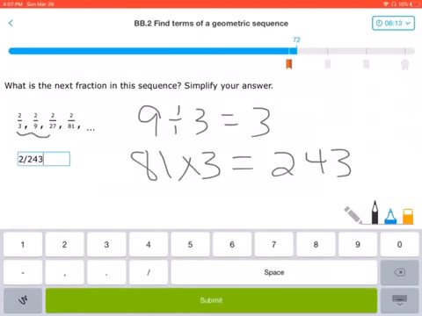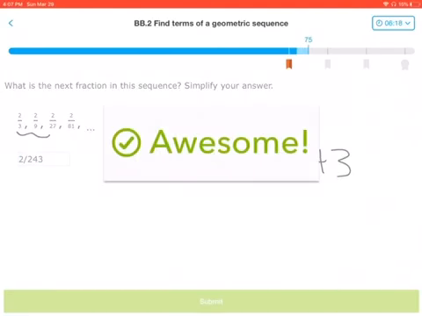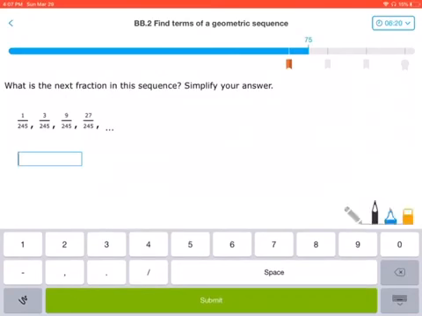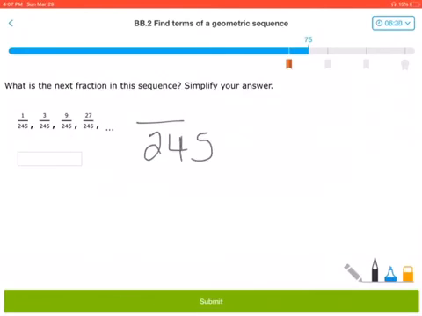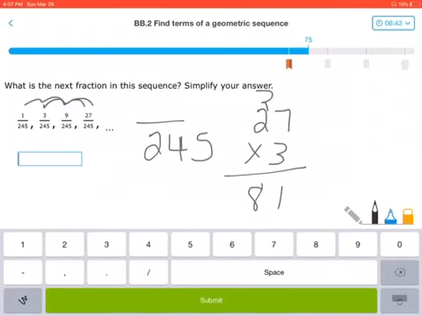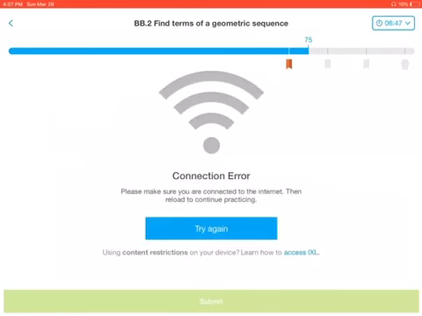243. It didn't give me a fraction for some reason, so let's hope this works. Yes. Okay, are they doing another one? Okay, so this one's kind of reversed. The denominator stayed the same, so we know 245 will be on the bottom. So what are they doing here? Looks like the same numbers we just had. They're multiplying by 3. So 27 times 3 is 81. So we're going to have 81 on top, and then 245 stay on the bottom.